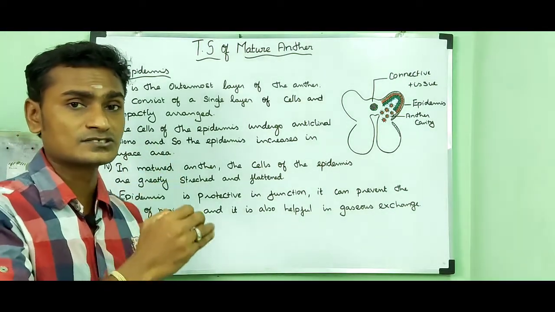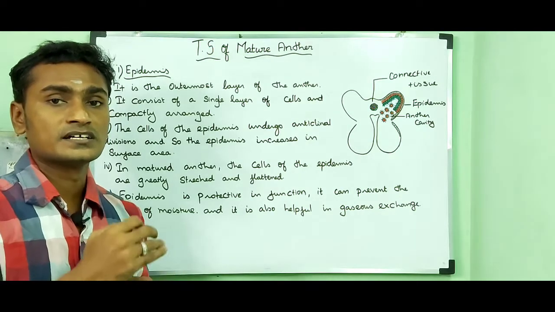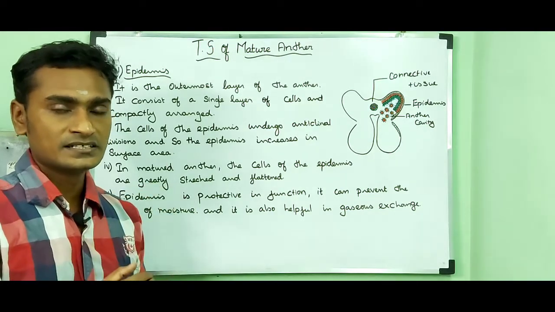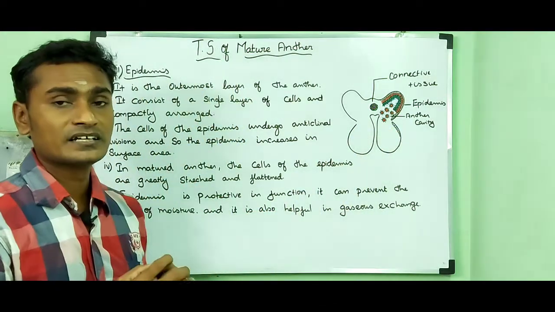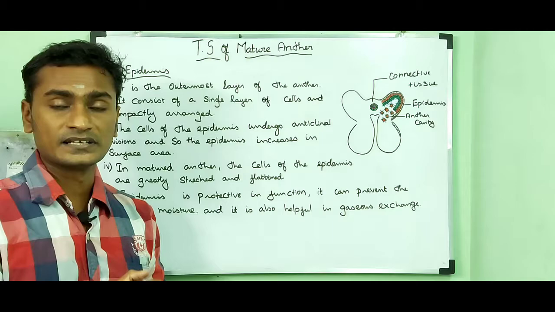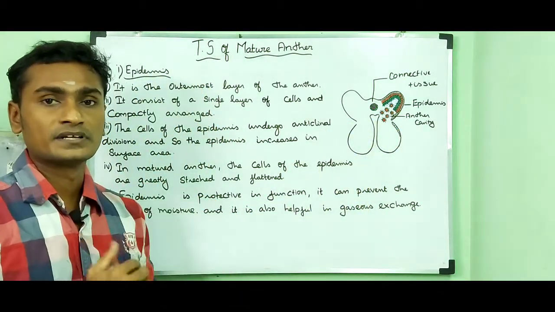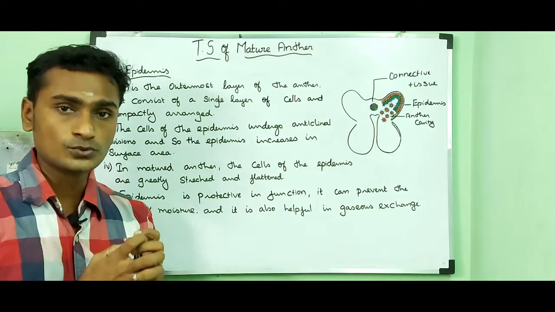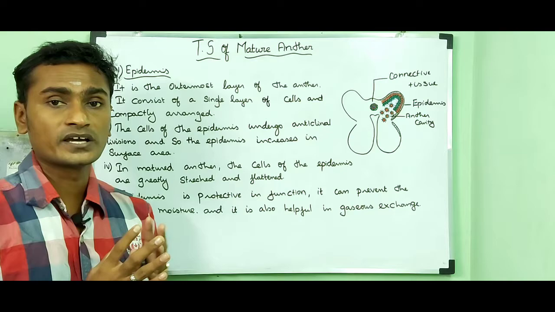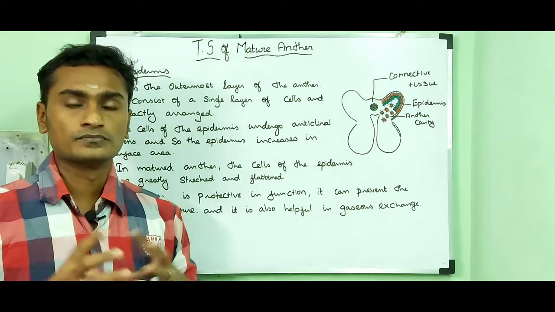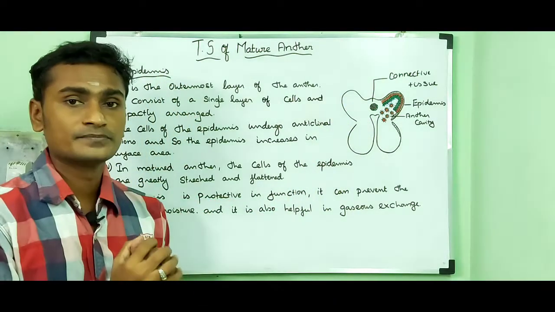Why does it have to increase its surface area? Why does it have to undergo anticlinal division? Because the internal tissues enlarge rapidly. That is why it has to increase its surface area. Otherwise, the anther will burst out. Right? So what happens to this epidermis?